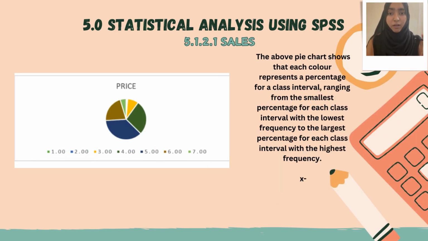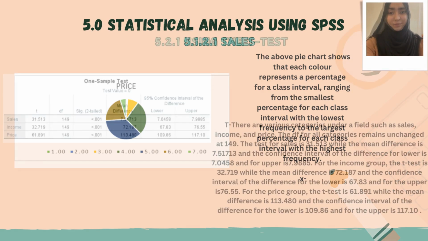Next, the pie chart of price. The above pie chart shows that each color represents a percentage for a class interval, ranging from the smallest percentage for each class interval with the lowest frequency to the largest percentage for each class interval with the highest frequency.